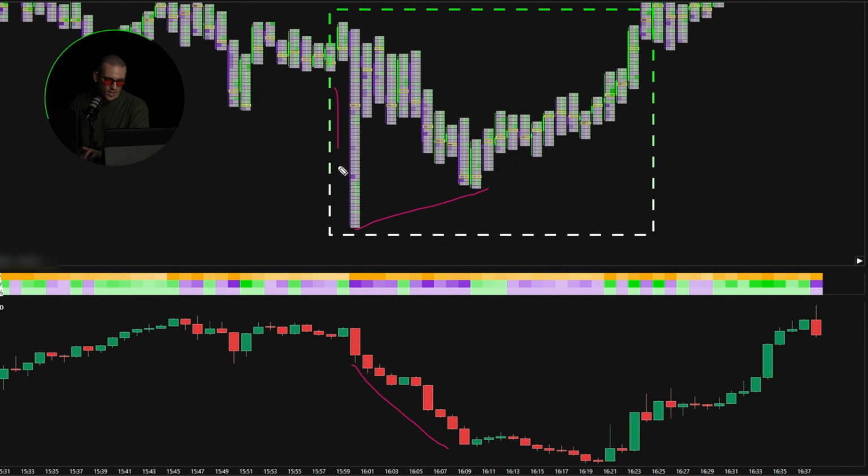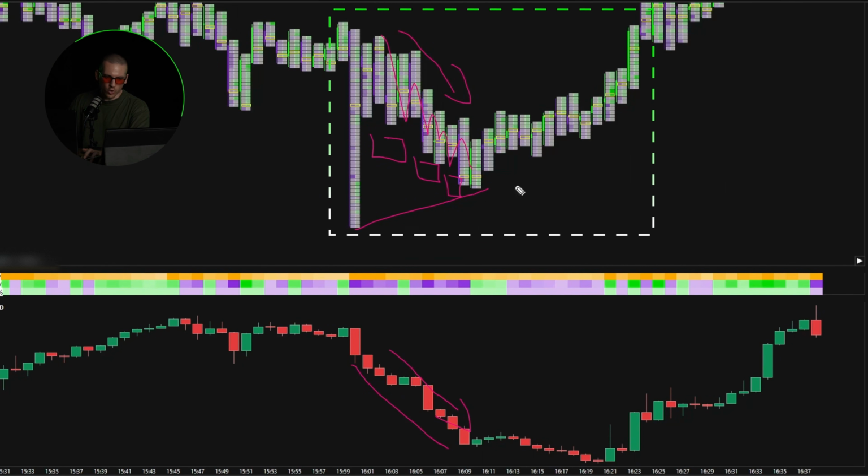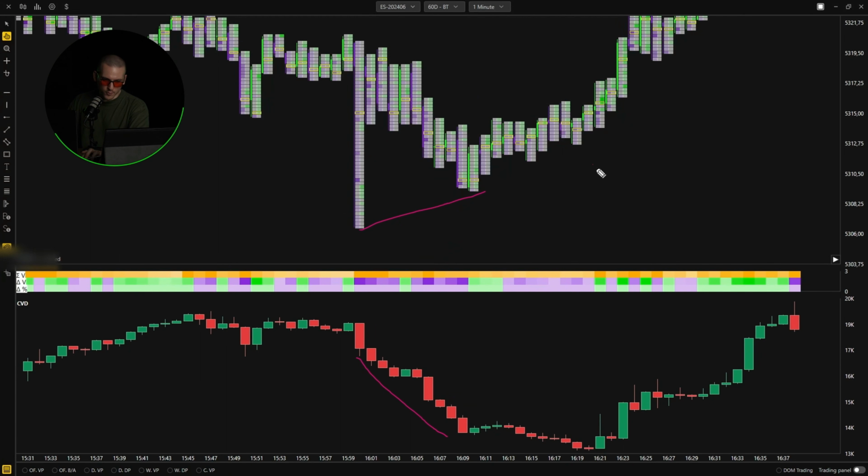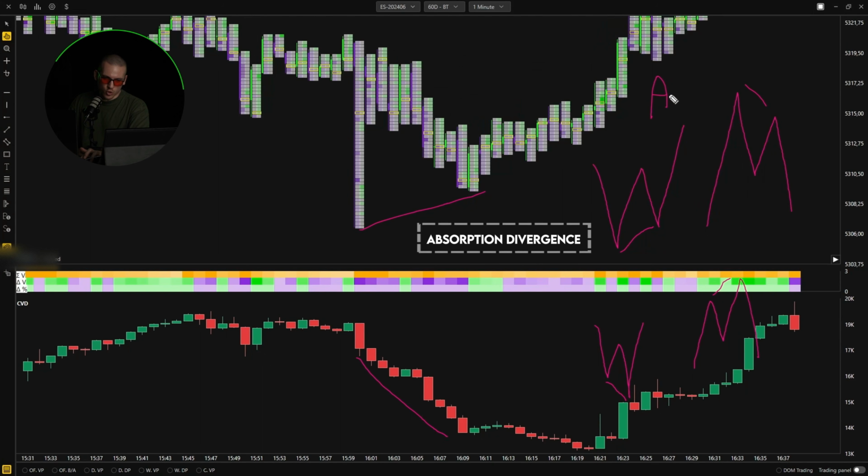This can mean there was not a lot of participation in this movement, or that there was a lot of sell participation in this movement, so there was a lot of effort from sellers to go down, as we can see from the delta, but buyers were resisting in the book and absorbing all of this. So this type of divergence, where price can't break but delta breaks, so we have this situation, or here, price can't break but delta breaks, so we have this divergence, is called an absorption divergence.